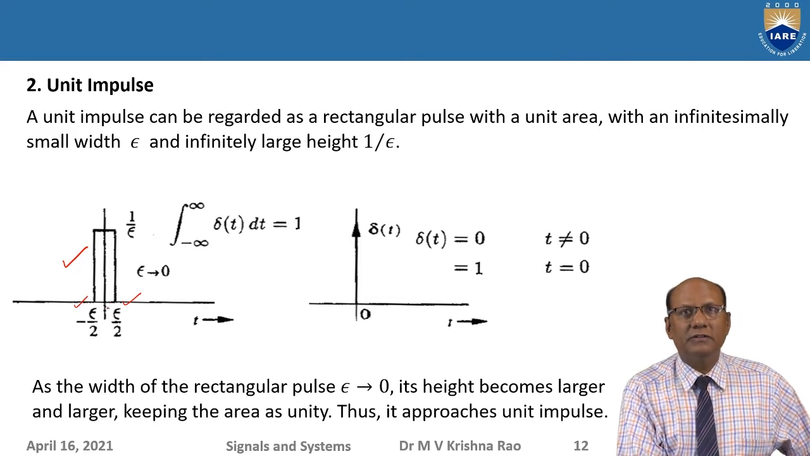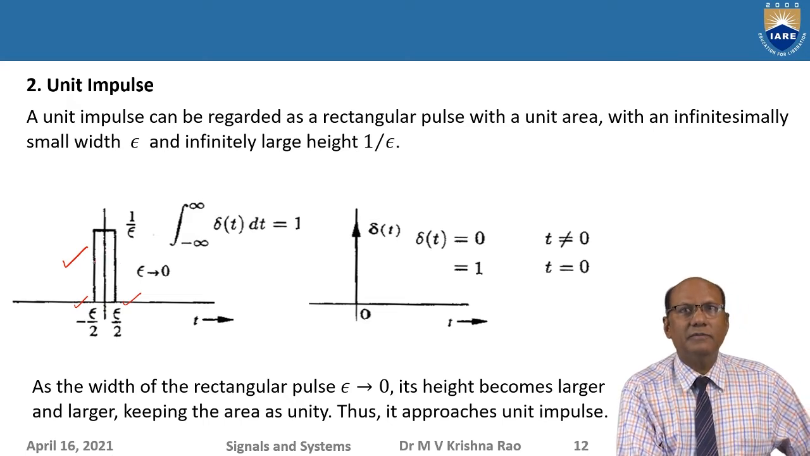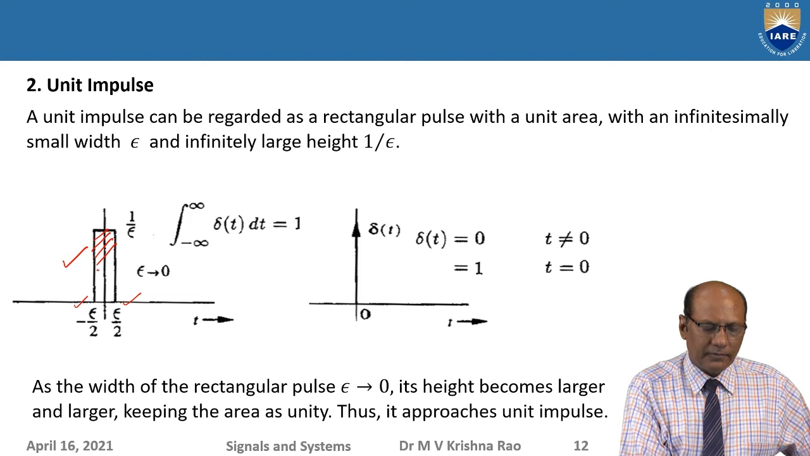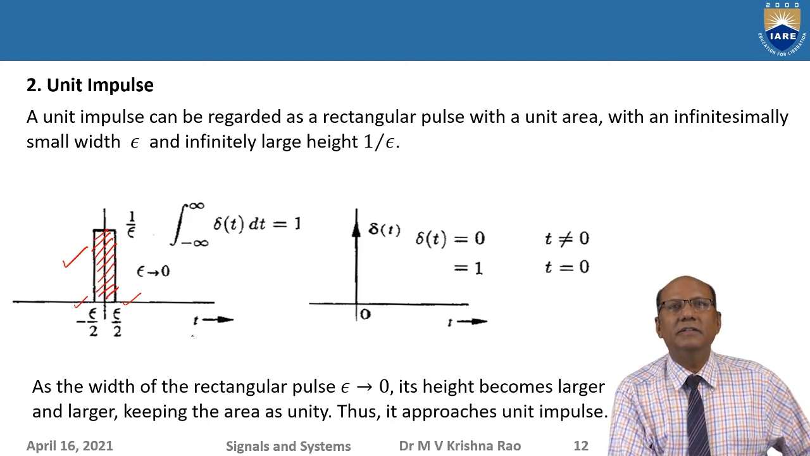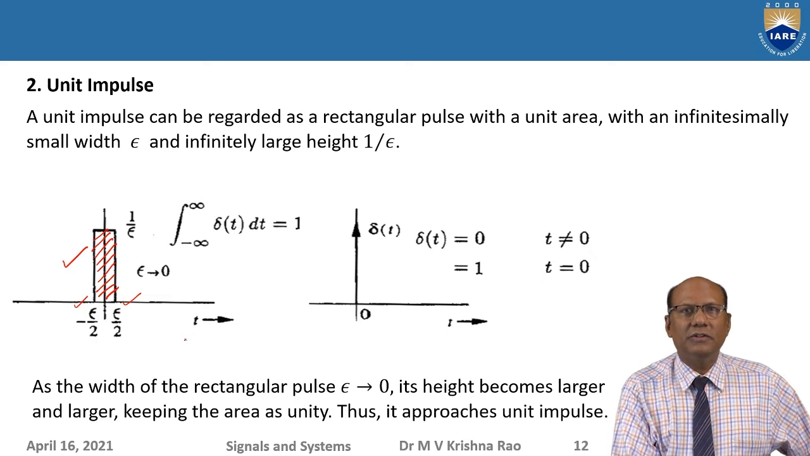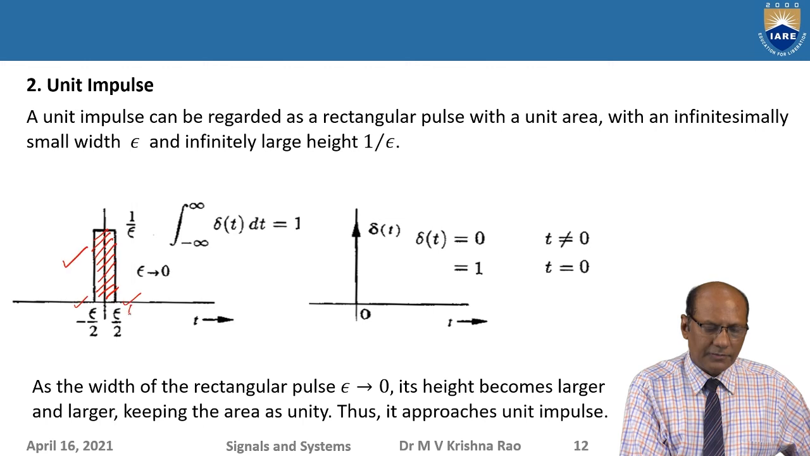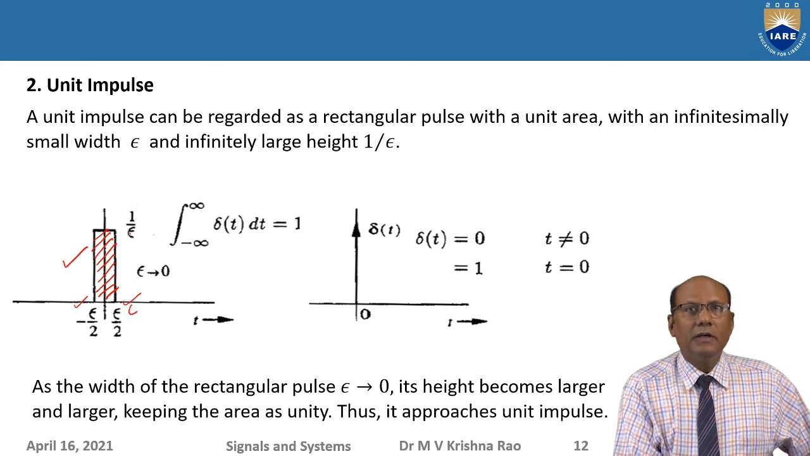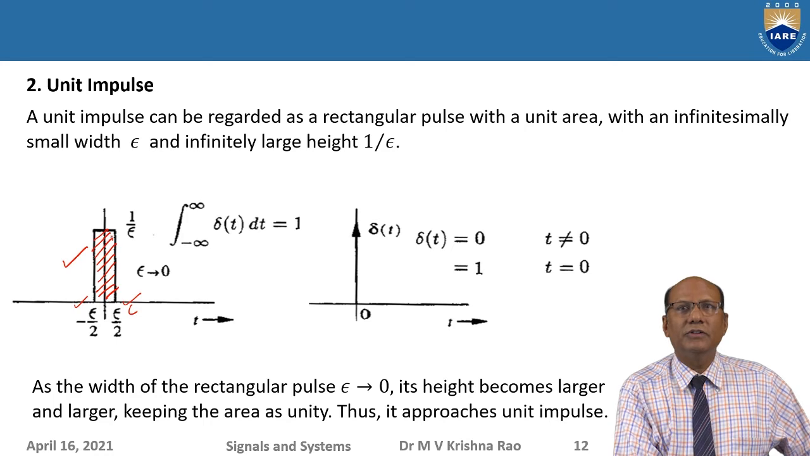The total width is epsilon, and the height is 1 by epsilon, and the area under the pulse is unity. Let us assume it is unity. So if the width is epsilon, the height will be 1 by epsilon, so that the area under the pulse is unity.